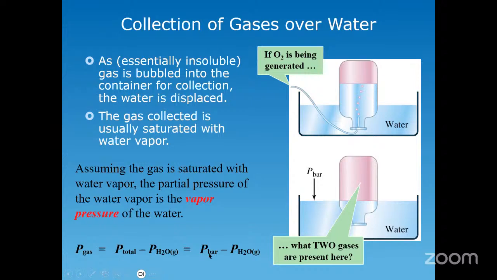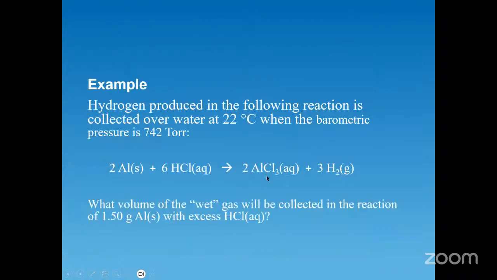The barometric pressure, of course, you can measure using the barometer, and the vapor pressure of the water, you have to obtain from tables that are available, which give you the vapor pressures of water at different temperatures. So those are the two pieces of information that you need in order to calculate the pressure of the gas. Okay, so with that said, let's look at this example.